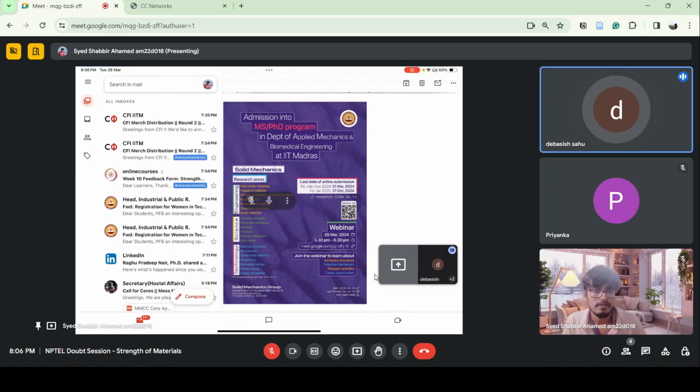Sir, in IIT Madras, when I visit the home page, in the mechanical I see only three things: solid mechanics, fluid mechanics, and bioengineering. Sir, are there three departments or various?